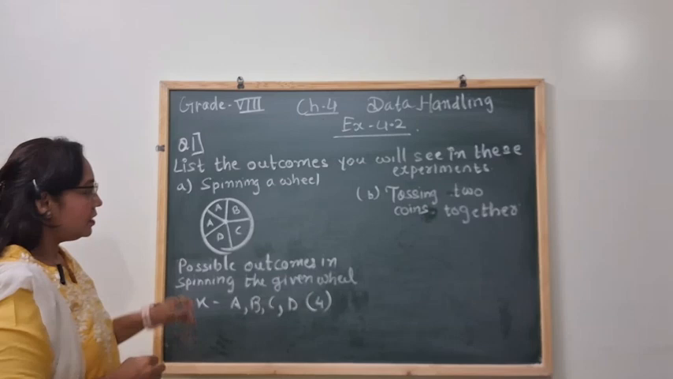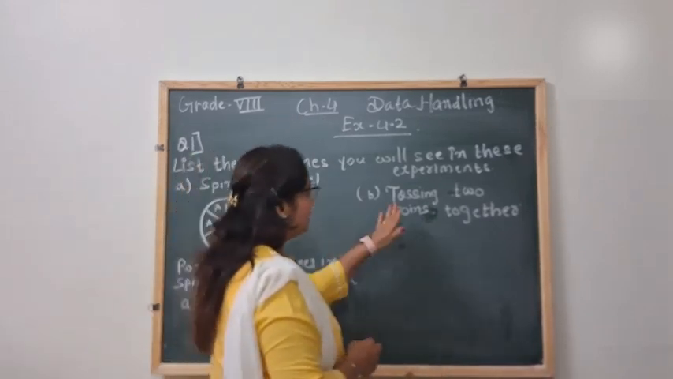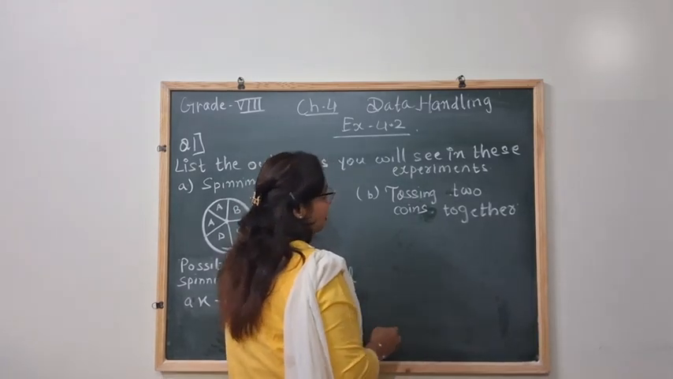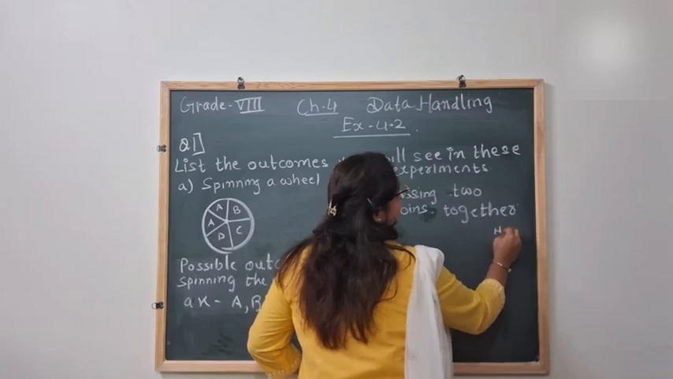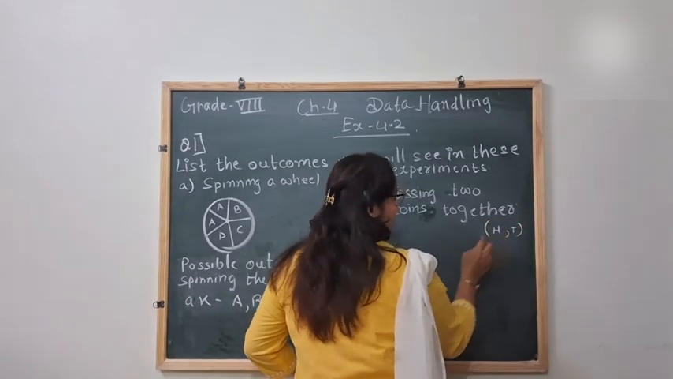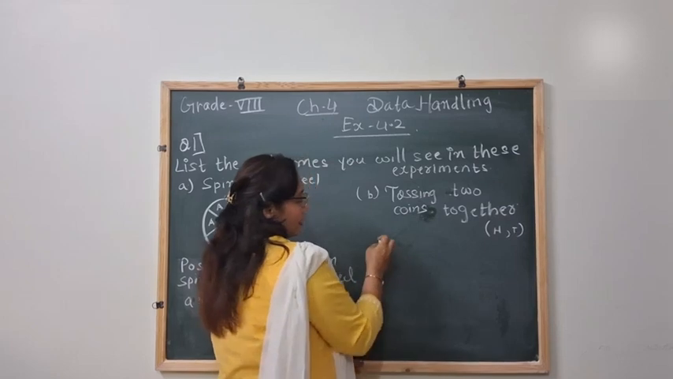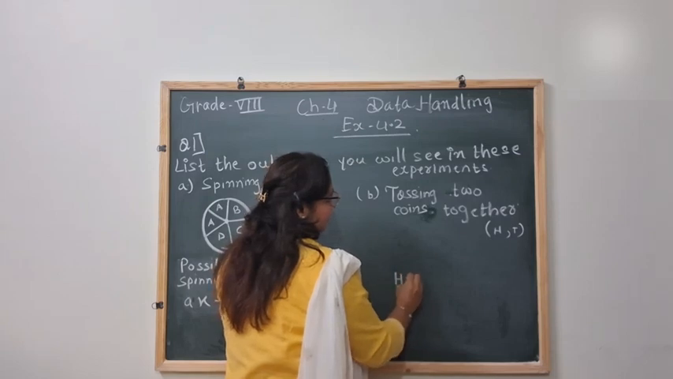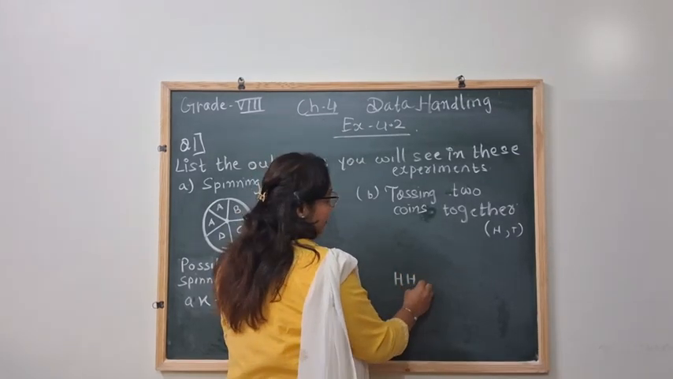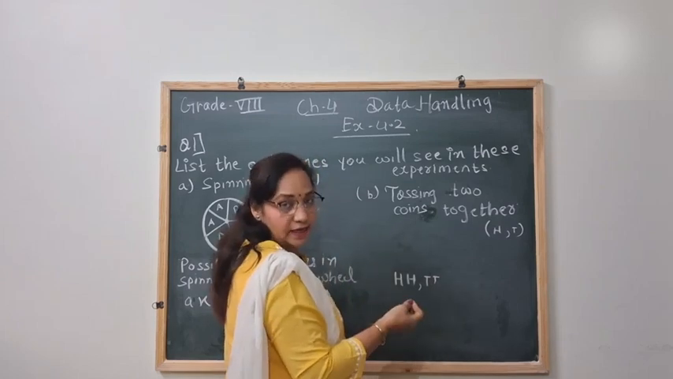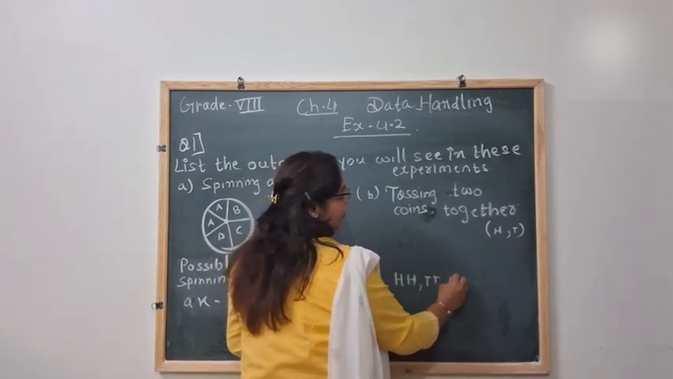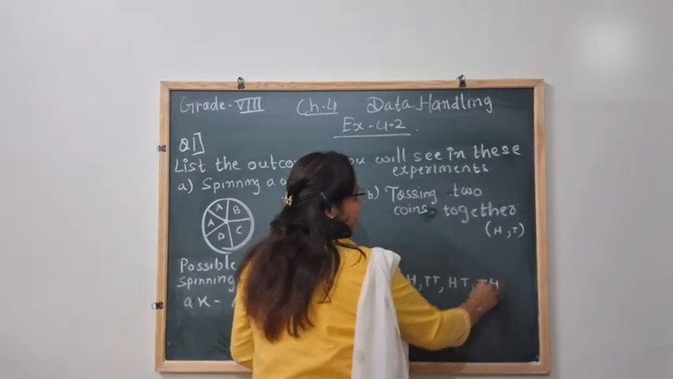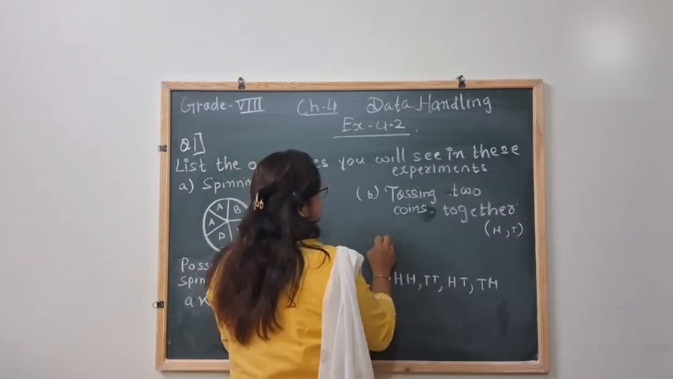Okay, fine. Now tossing 2 coins together. Suppose I am tossing two coins together, I have head and tail. Suppose I am tossing both the coins the first time, I may get both the times head, or I may get both the times tail, or I may get first head and then tail, or first tail and then head. So those are the outcomes.